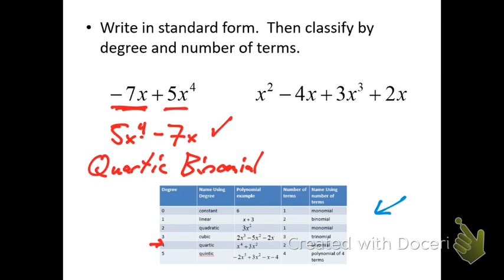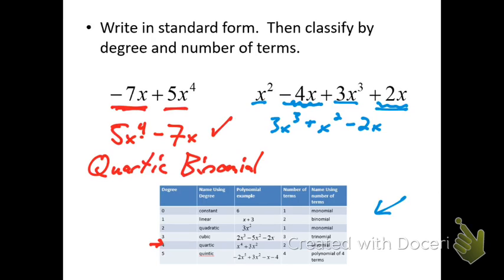Now, this is all out of order, so I have to put this next example in descending order. There's the highest term, so 3x to the third. Then my next one down is x squared, so plus x squared. And then these two happen to be what's known as like terms. So I'm going to, let's see here, negative 4x plus 2x, that should be negative 2x. So you do combine like terms whenever necessary.